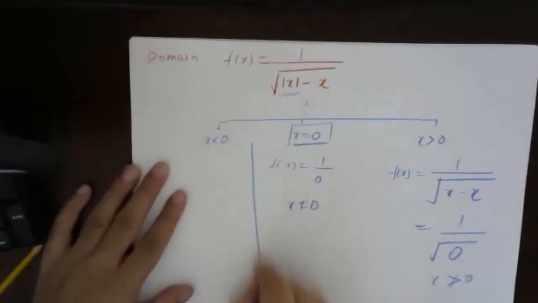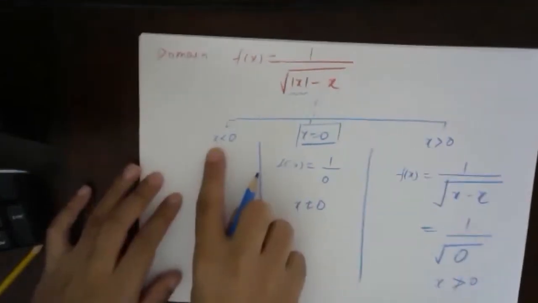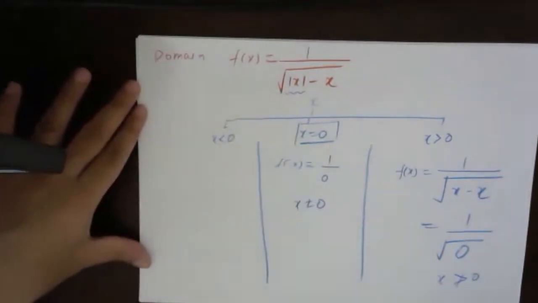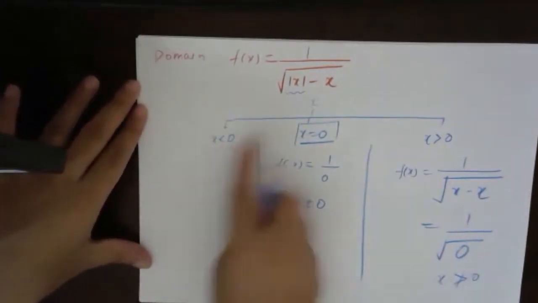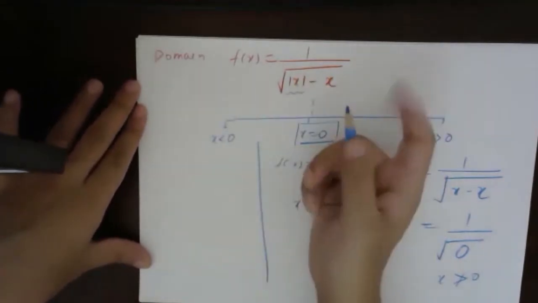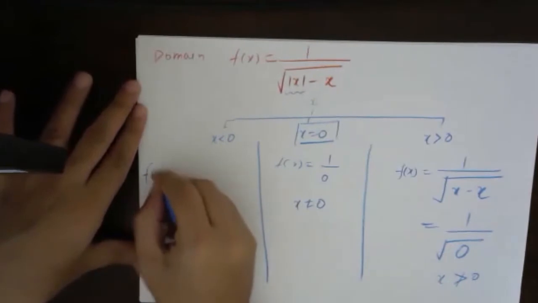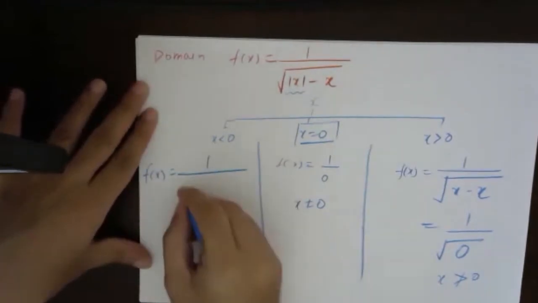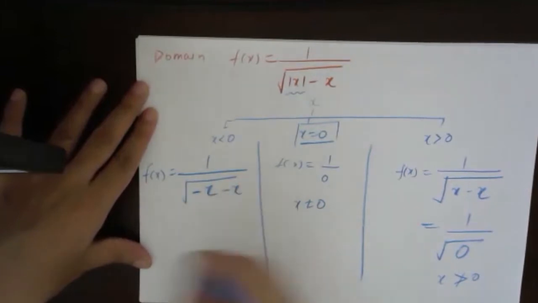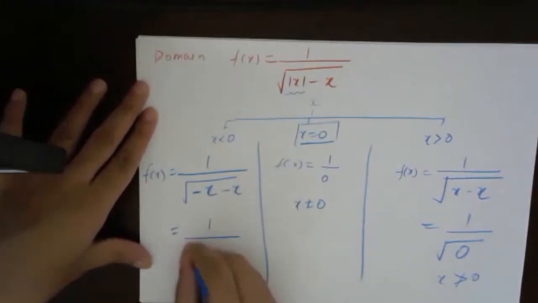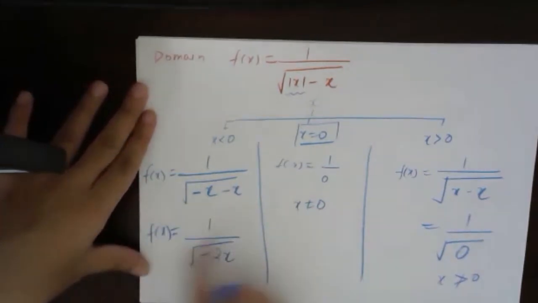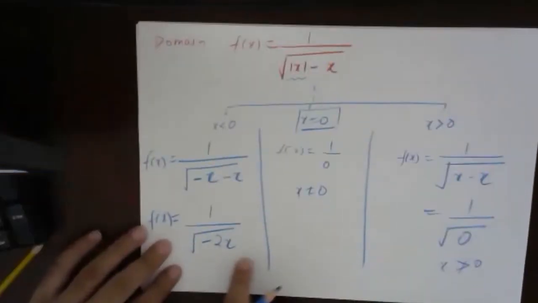Now let's look at the last part, the last division in which we divided the whole domain. For x less than 0, the mod will open with a negative sign. So f of x is equal to 1 upon under the root of minus x minus x. So this will become 1 by under the root of minus of 2x, right? F of x will become 1 by under the root of minus of 2x.